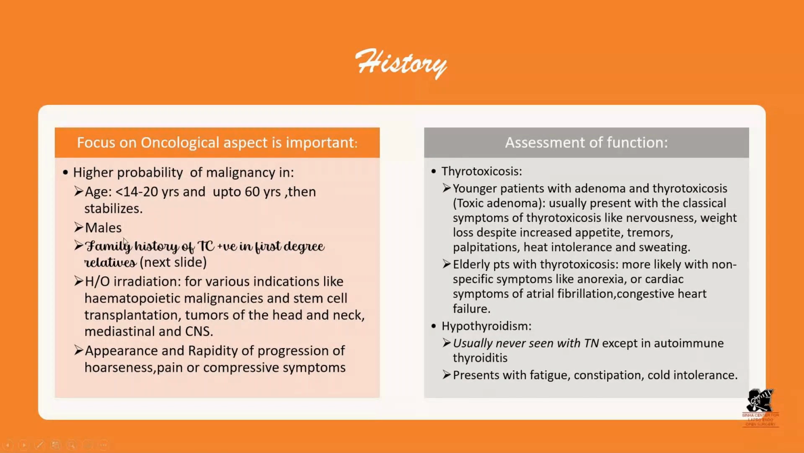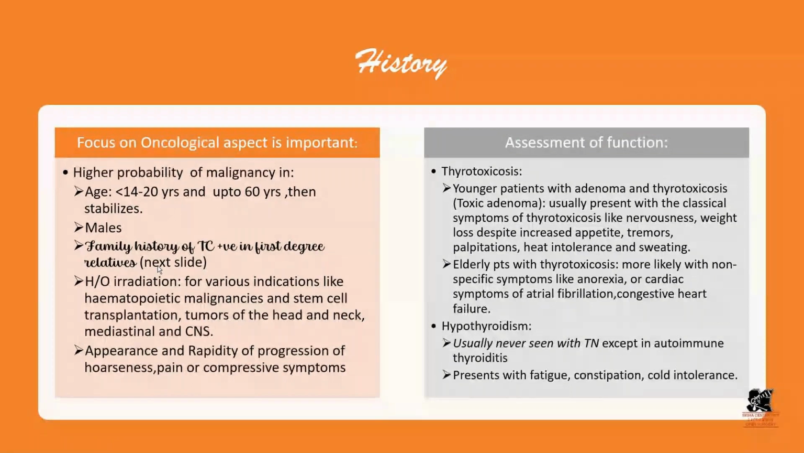Males are more susceptible to a malignant nodule as compared to females, where the incidence of a nodule is much higher. Family history of thyroid cancer, TC, positive in first degree relatives, is very, very important to be taken. We'll discuss that in the next slide. History of irradiation.